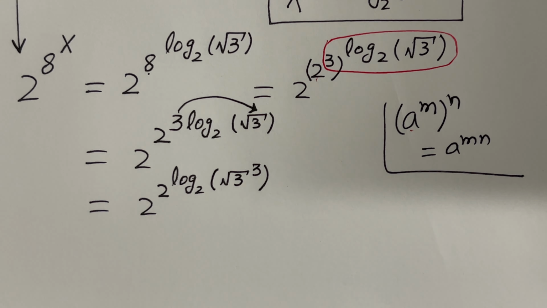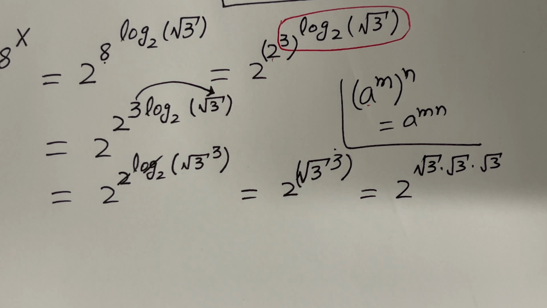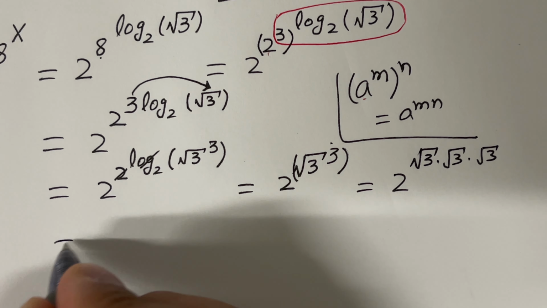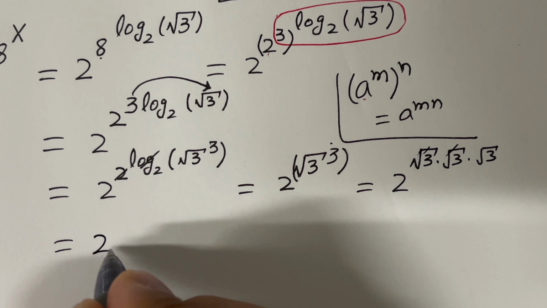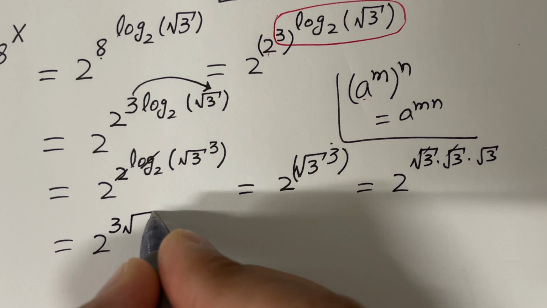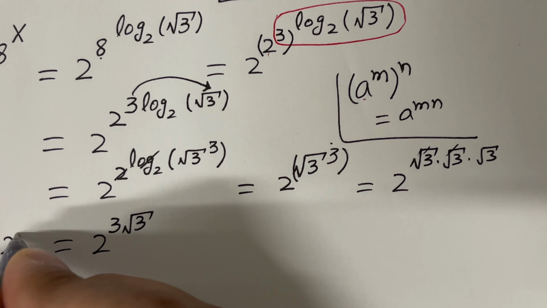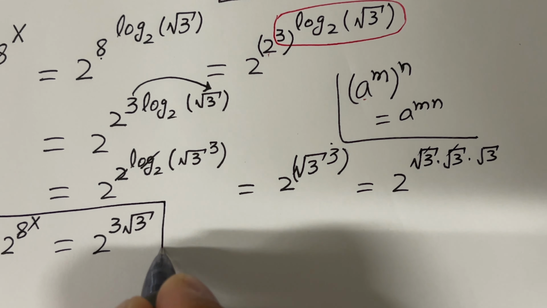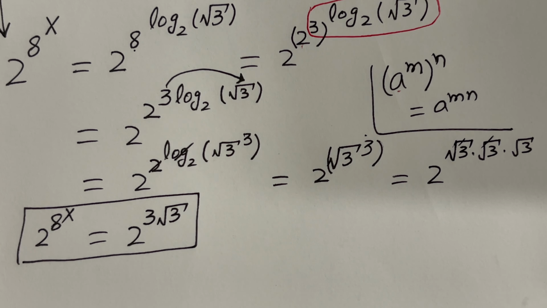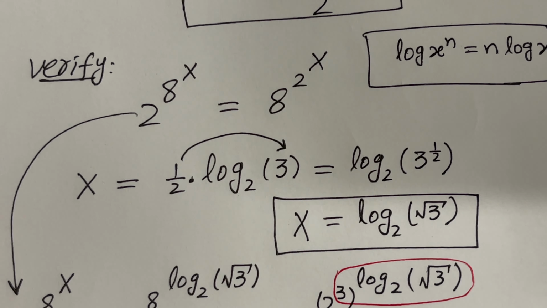And square root of 3 raised to the power 3 means you have square root of 3 times square root of 3 times square root of 3. This is not a power tower anymore because you have parentheses here. And then these will cancel each other, giving 2 raised to the power 3 times square root of 3. So the left hand side is equal to this one. We have simplified the left hand side. Now let's simplify the right hand side.